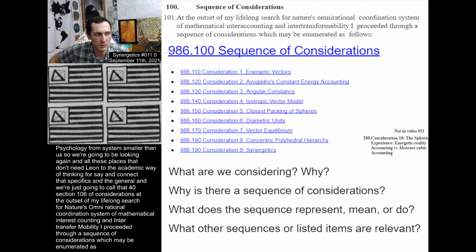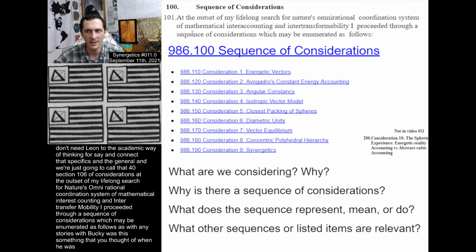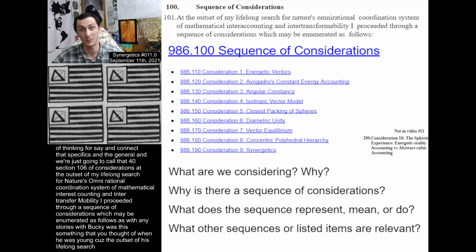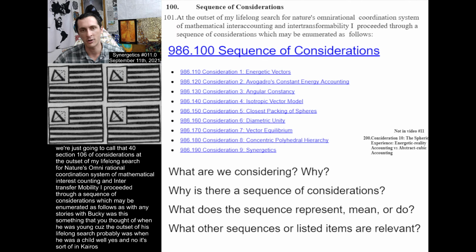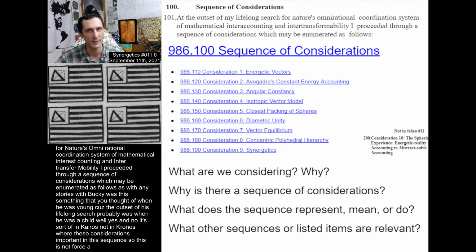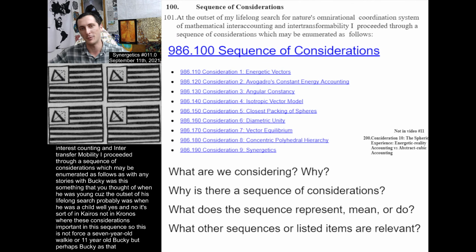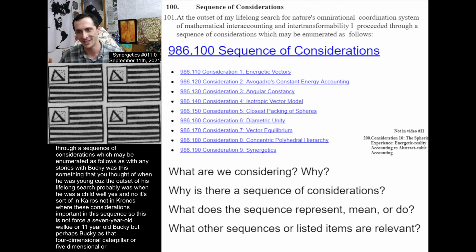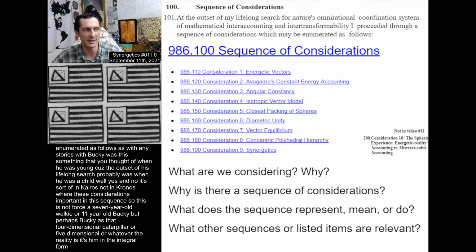So, as with many stories with Bucky, was this something that he thought of when he was young? Because the outset of his lifelong search probably was when he was a child. Well, yes and no. It's sort of in Kairos, not in Chronos, that these considerations were important in this sequence. So this is not per se 7-year-old Bucky or 11-year-old Bucky, but perhaps Bucky as that 4-dimensional caterpillar or 5-dimensional or whatever the reality is. It's him in the integral form, considering it in the deepest possible way.